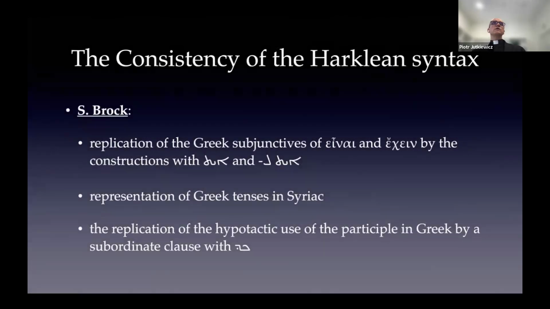The analysis of the consistency of the Harklean syntax is more demanding and less studied. Brock demonstrated several examples of syntactical calques, for example, rendering of the Greek subjunctives of einai and echein by the constructions with it and itle, representation of Greek tenses in Syriac, and the replication of the hypotactic use of the participle in Greek by a subordinate clause with kad.